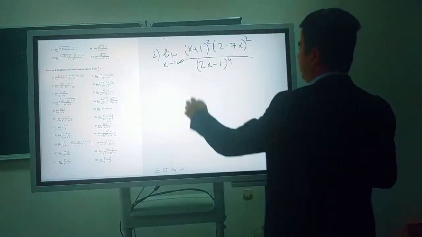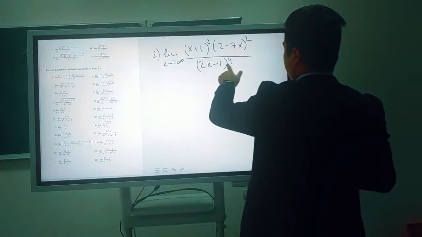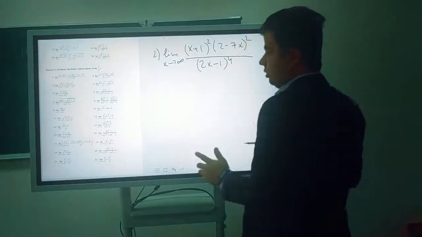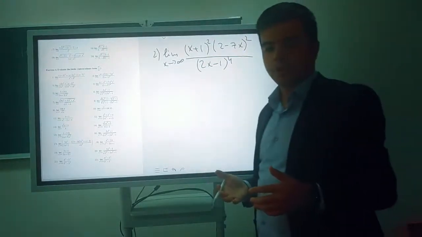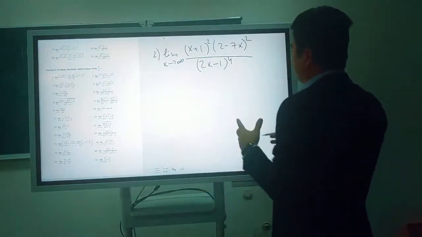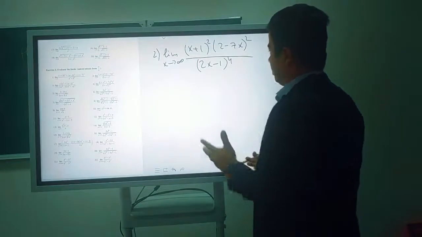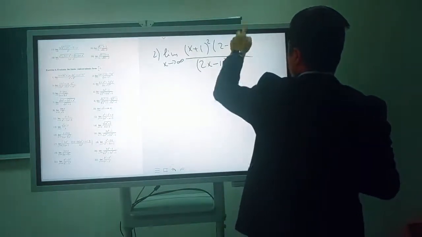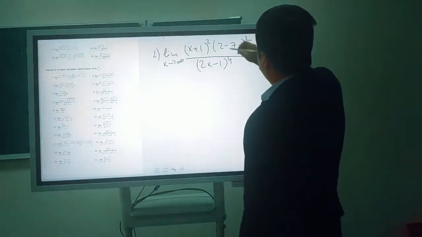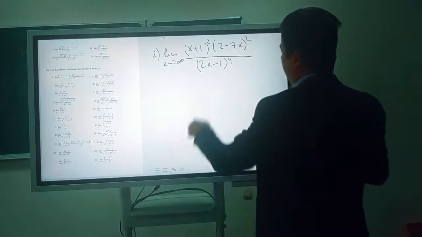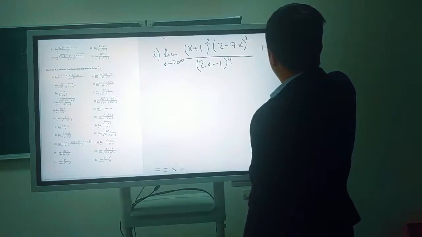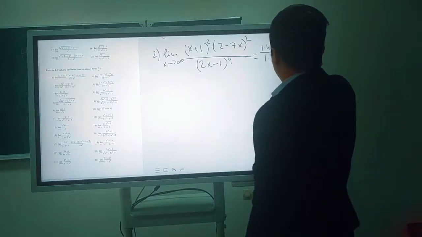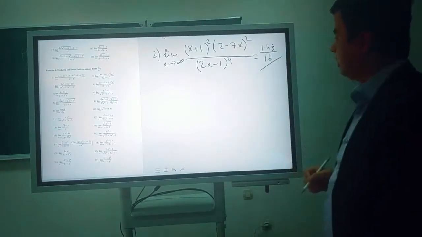In this case, the highest degree is 4, because here we have x to the fourth degree, the highest one, and here we have x squared times x squared. It also gives fourth degree. That's why let's consider just coefficients of these fourth degree terms, x fourth. So the coefficient of x fourth is here 1 times 49, yeah, 7 squared, and here it is 2 to the fourth degree, it is 16. So the answer is 49 over 16 just.